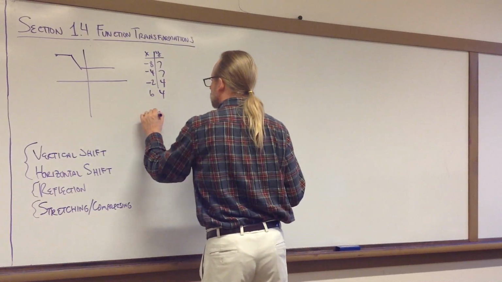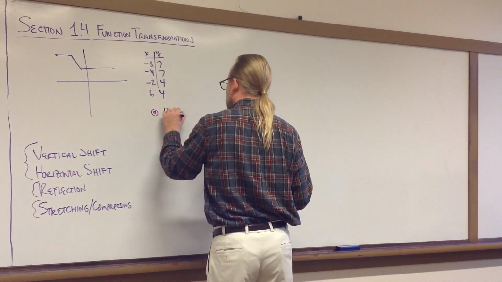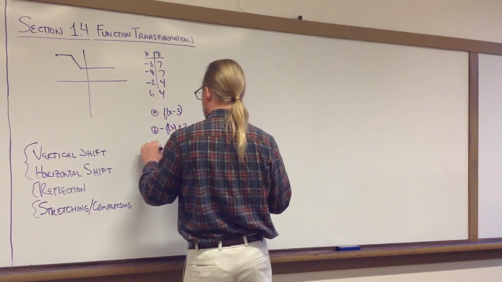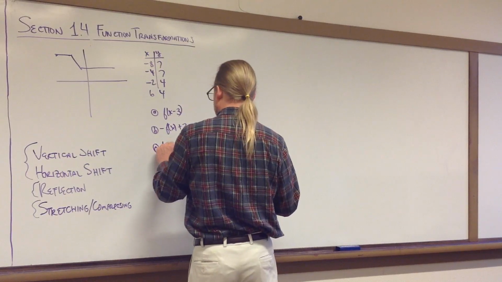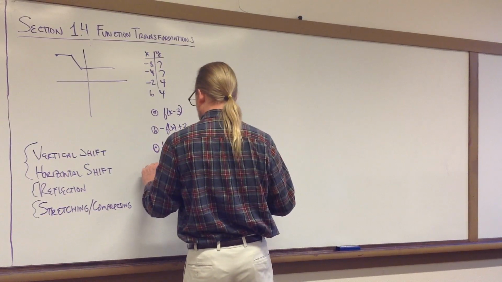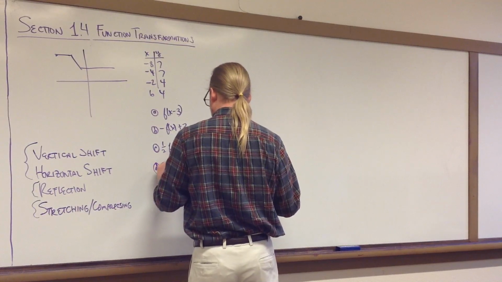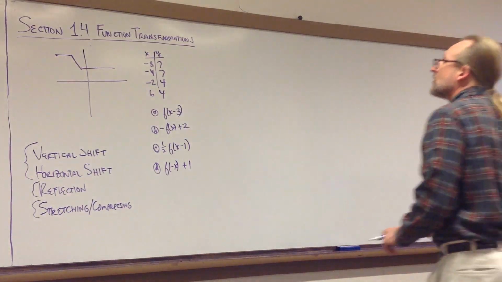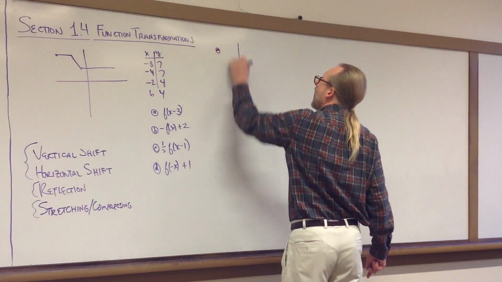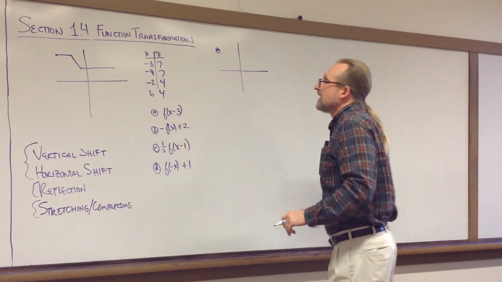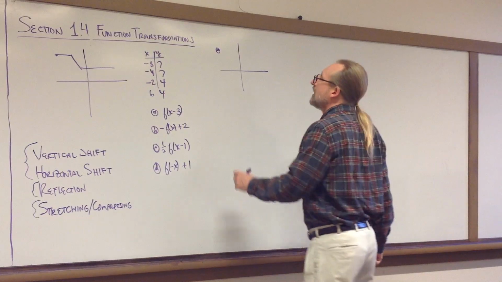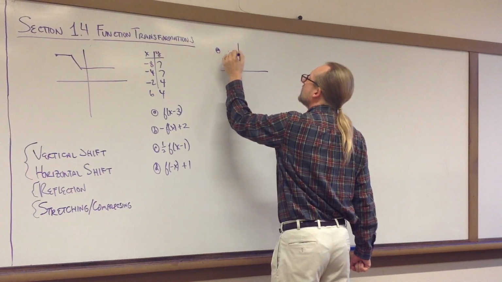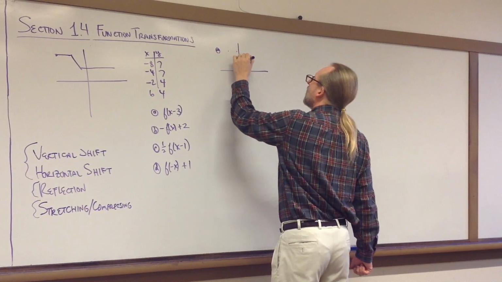And then the problem asks us to find, let's see, a, f of x minus 3, b, negative f of x plus 2, c, a half of f of x minus 1, and then d, f of negative x plus 1. Okay. So for starters, A, f of x minus 3. That's going to shift this 3 places to the right, and so then we're going to have negative 5, 7, negative 1, 7, positive 1, 4, and 9, 4.